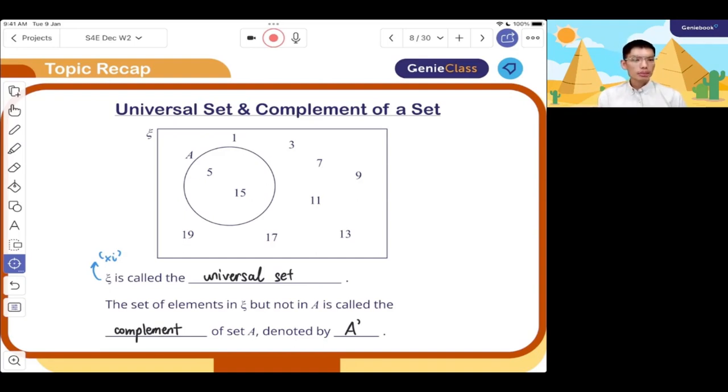Give it a shot. Think about it. What is the element that's outside? Just type a number, write it down. What would be an element that's outside? Give it a try.